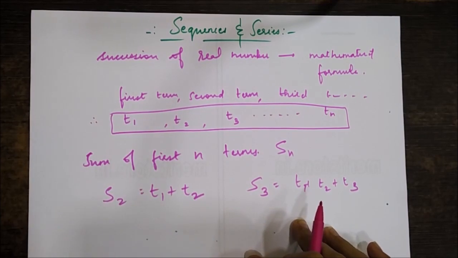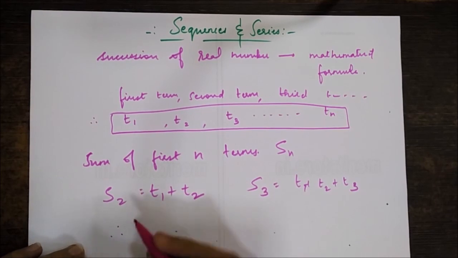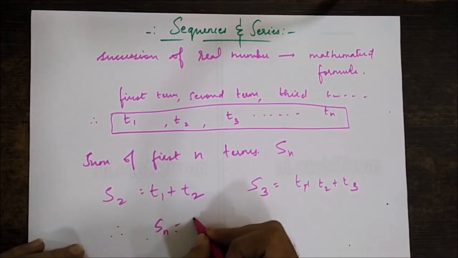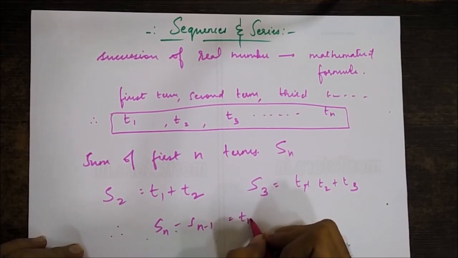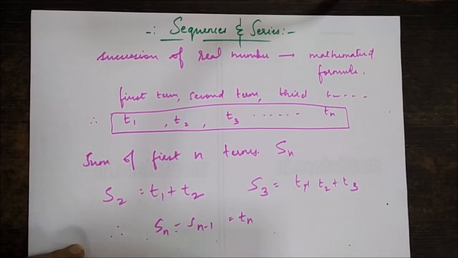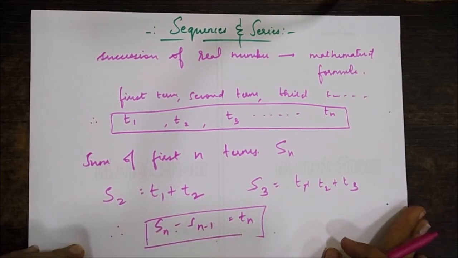So by sum we can know the term, that is Sn minus Sn-1 would give us the term Tn. So this we got to remember.